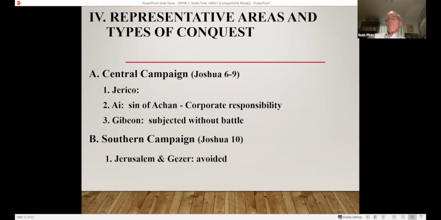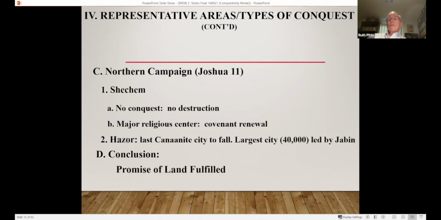The southern campaign, Joshua 10, shows us a taking of Hebron and other areas. But it's notable that they did not take these two huge cities, Jerusalem and Gezer. They were too well defended. The walls were too big. And so they just went around them and conquered what they could. Okay, let's move on. The third part of this is the northern campaign.